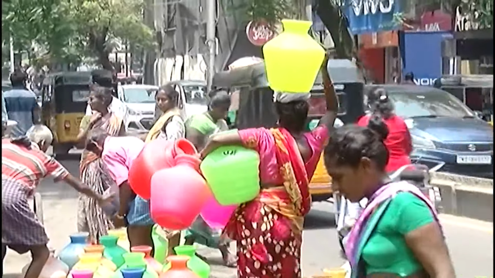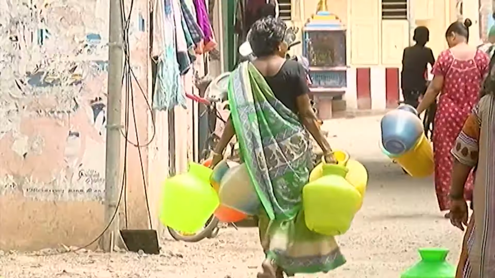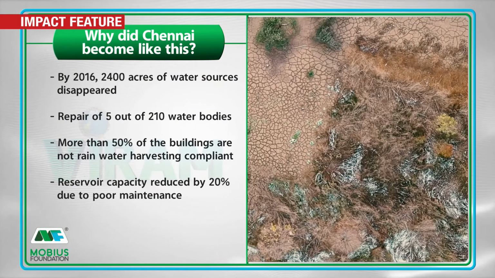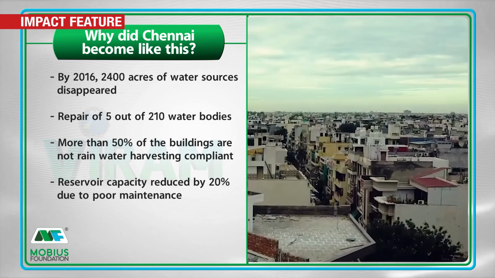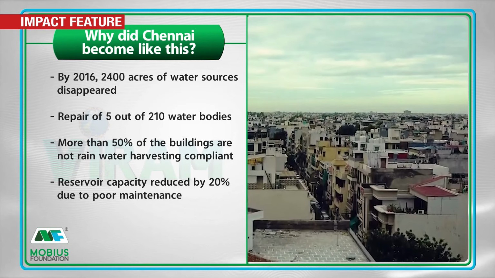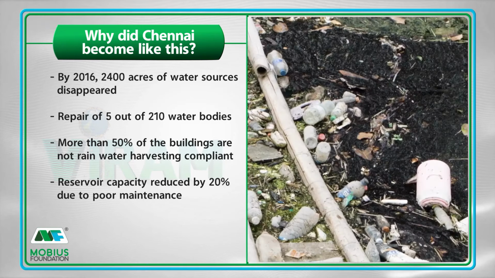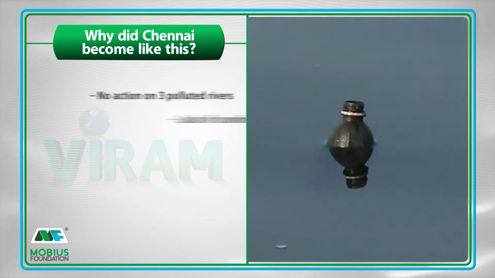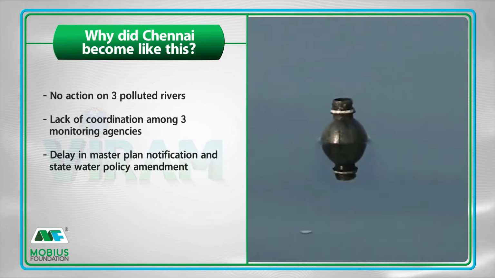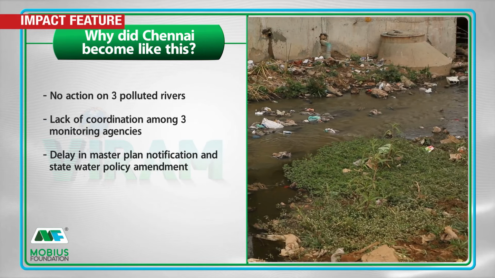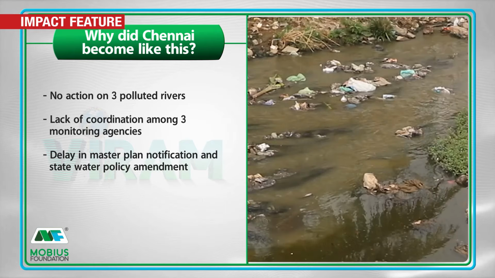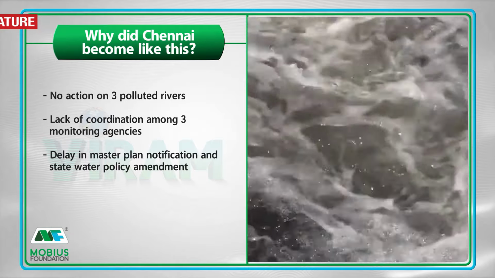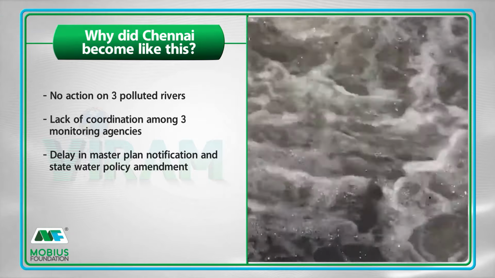It is not as though these conditions in Chennai just appeared overnight. About 2,400 acres of water sources have vanished by 2016. More than 50% of the dwellings don't follow regulations for rainwater harvesting. 20% reduction in reservoir capacity due to poor maintenance. 3 heavily contaminated rivers go unaddressed. There is no coordination between 3 agencies looking after the water bodies. Master plan notification delayed by 13 years and state water policy amendment delayed by 25 years.